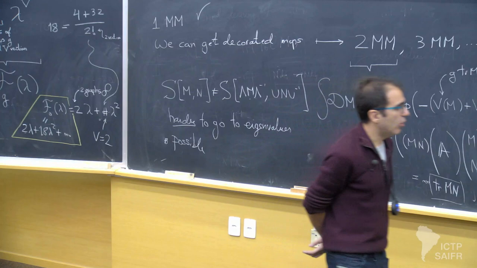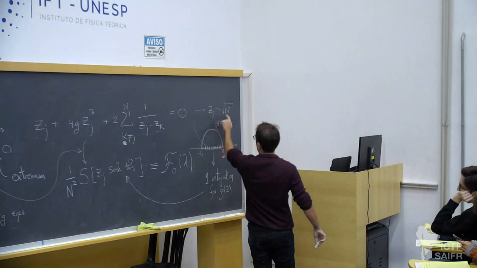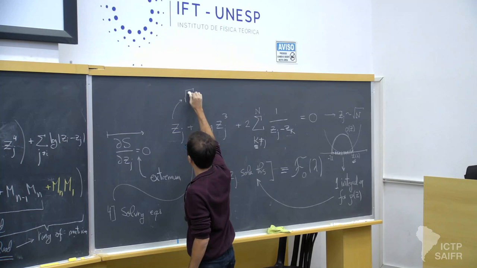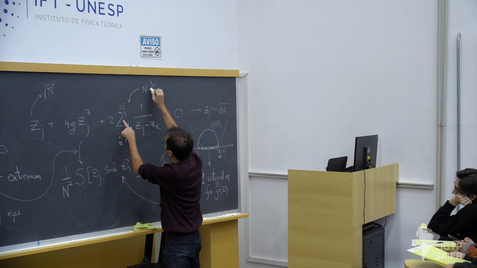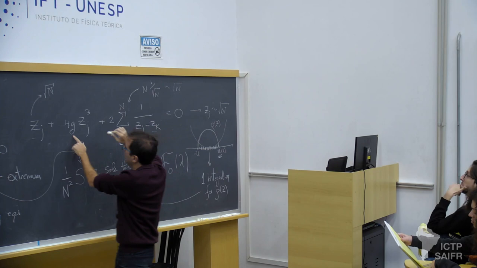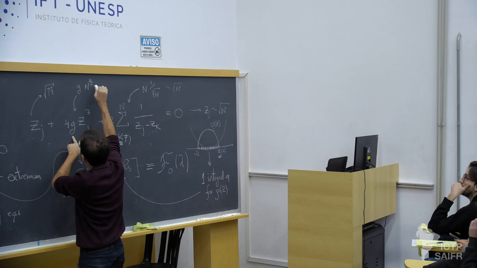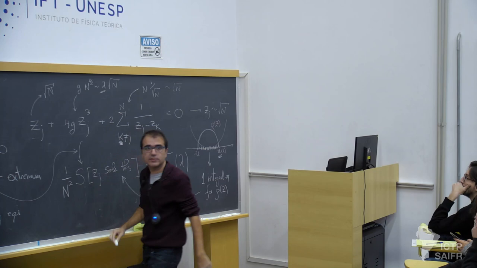Yeah, all of them scale in the same way. Let's see that. I'm saying that Z scales with square root of n. So let's check that it all works out. This term scales like square root of n. This term scales like n. There are n terms times 1 over square root of n, so it also scales like square root of n. And this term is g times n to the 3 halves. But this is nothing but lambda times square root of n, and lambda is held fixed, so it also scales like square root of n.